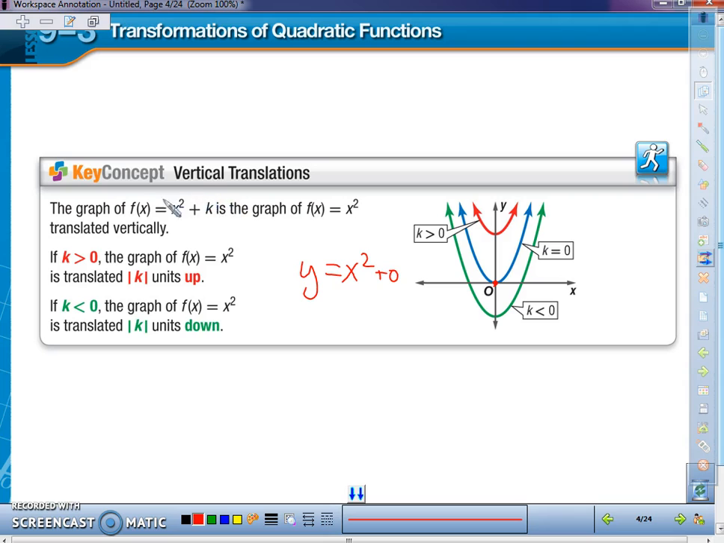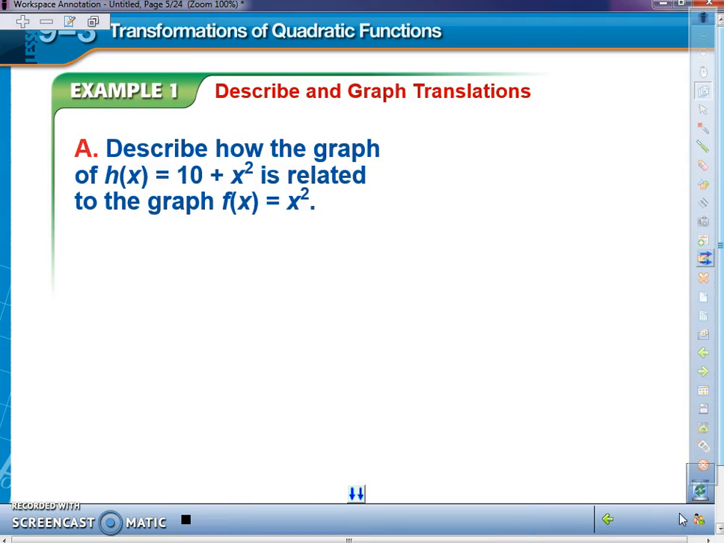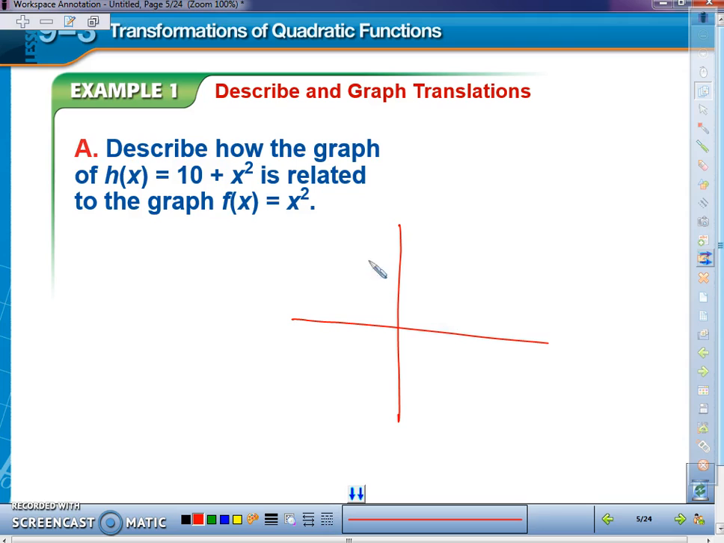Okay? And I'm saying k if you look at this formula right here. So don't get real caught up in it. Just know that it's showing you where it's going to cross the y-axis. So describe how the graph of x squared plus 10 is related to x squared. Well, x squared is going to go like that, and x squared plus 10 is going to go way up there. It's going to be the same as far as the stretch and everything like that, but it's going to be 10 units higher.